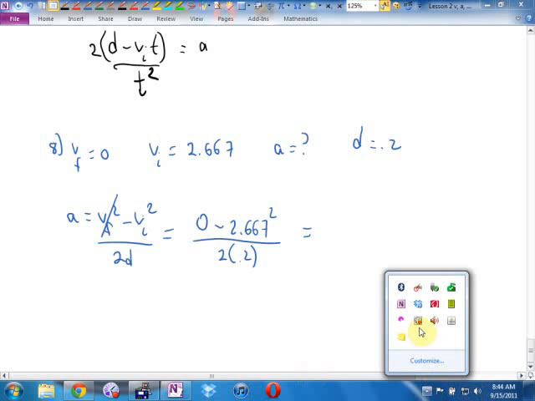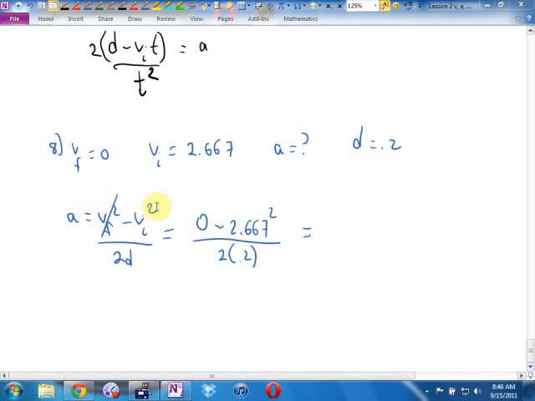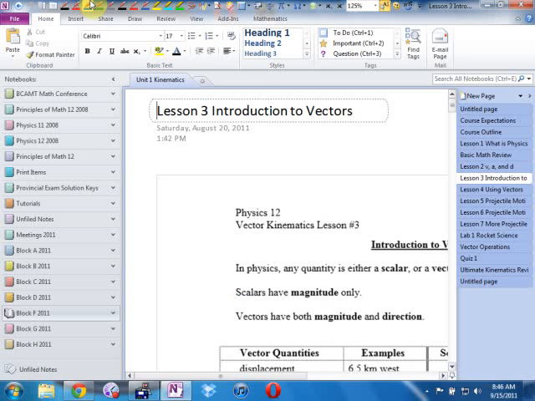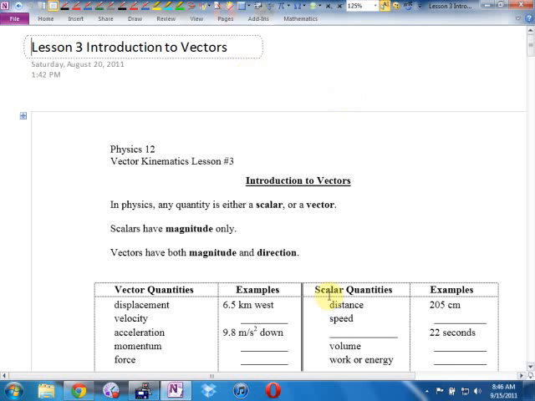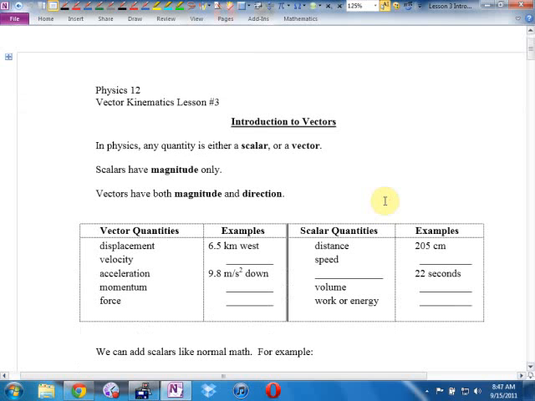Okay, then, today. You want your calculators out, and probably in degrees. Introduction to vectors. In physics, any quantity is either a scalar or a vector. Scalars have magnitude only. Vectors have both magnitude and direction. You with me? Right?